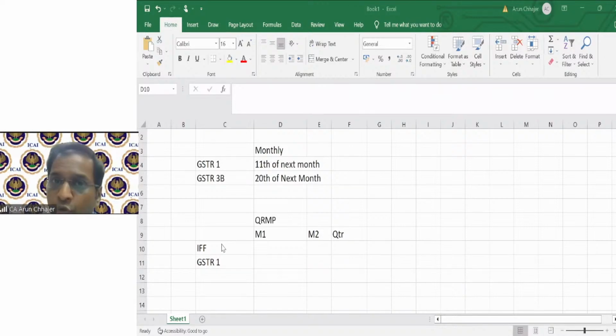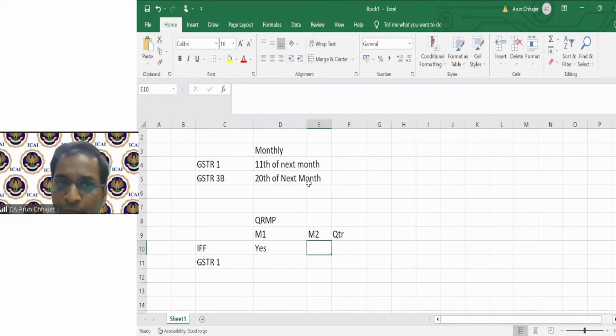We are talking about QRMP. हम लोग QRMP की बात कर रहे हैं. Is it applicable or not applicable? Answer is yes, applicable. So I'll say yes.